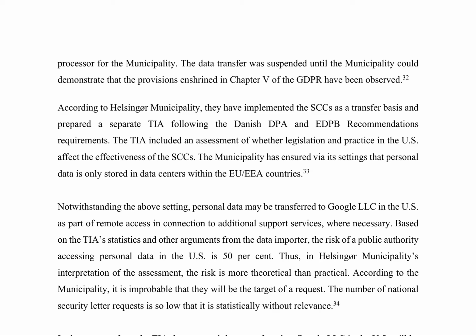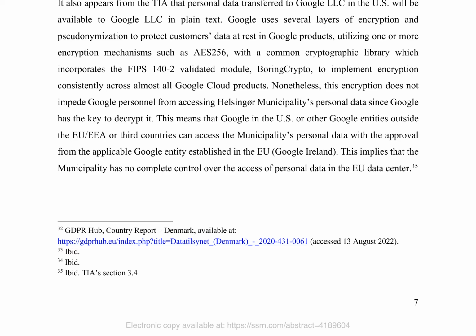The TIA assessed the risk of US authorities accessing personal data, concluding that the risk was more theoretical than practical, with a 50% probability. However, the TIA also revealed that personal data transferred to Google LLC in the US would be available in plain text, despite Google's use of encryption and pseudonymization. Google personnel could access the municipality's personal data, as they held the decryption key. This meant that the municipality had no complete control over the access of personal data in the EU data center.